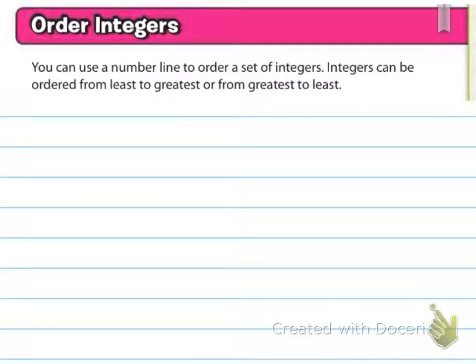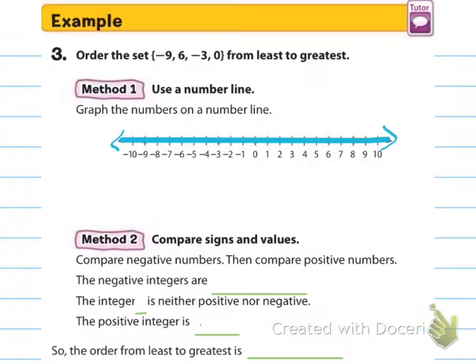So go figure, we just talked about how we do number lines. We can order those on the number line and then take those pieces and figure out what it is from least to greatest or from greatest to least, because it's already going to be on the number line. And so it says order the set of -9, +6, -3, 0 from least to greatest. And so the first method is that we would use a number line. Just graph those numbers on the number line.